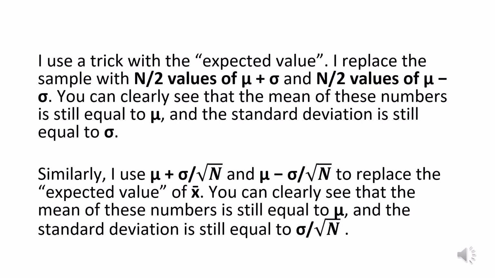Similarly, I use mu plus sigma over square root of n and mu minus sigma over square root of n to replace the expected value of x bar. You can clearly see that the mean of these numbers is still equal to mu, and the standard deviation is still equal to sigma over square root of n.